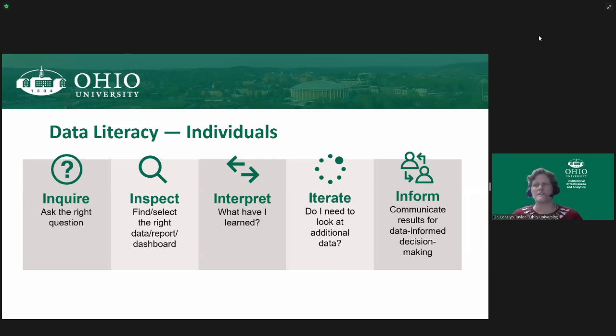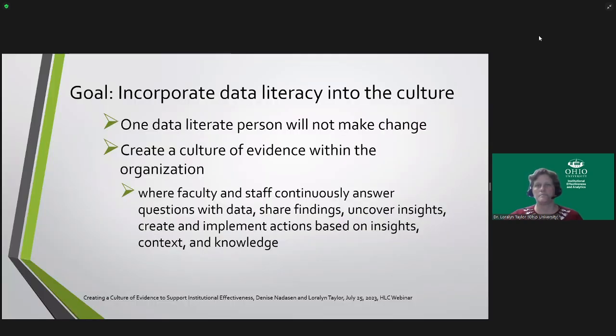At Ohio University, when we talk about data literacy, we use a 5-step framework, which includes asking the right question, finding or selecting the right data, interpreting what you've learned, and iterating if needed to answer additional questions. And finally, communicating those results to others for informed decision making. So this is really good advice for an individual incorporating data literacy into the data culture.